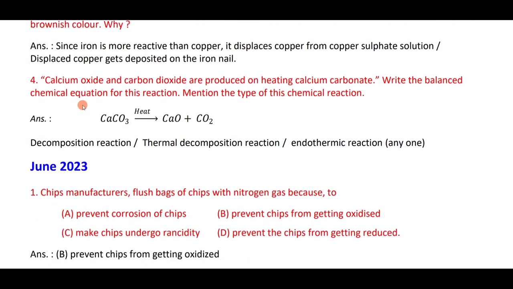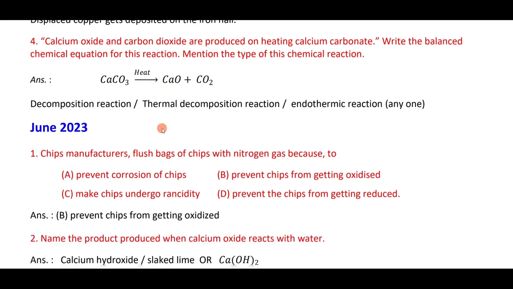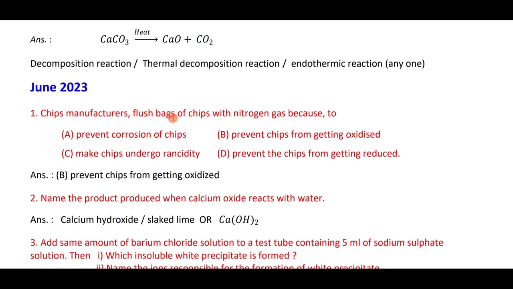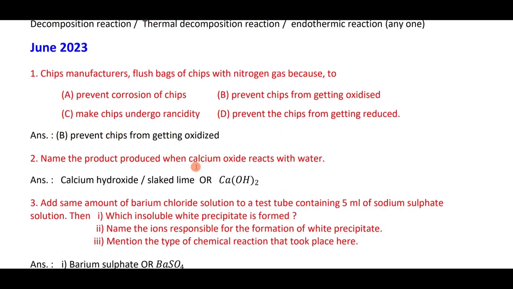Calcium oxide and carbon dioxide are produced on heating calcium carbonate. CaCO3 on heating gives CaO plus CO2. Chips manufacturers flush bags of chips with nitrogen gas to prevent chips from getting oxidized, or we can say, to prevent rancidity. Name the product when calcium oxide reacts with water. Calcium hydroxide or slaked lime, Ca(OH)2.